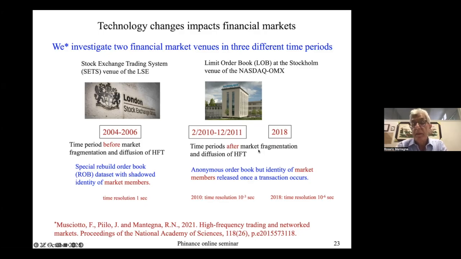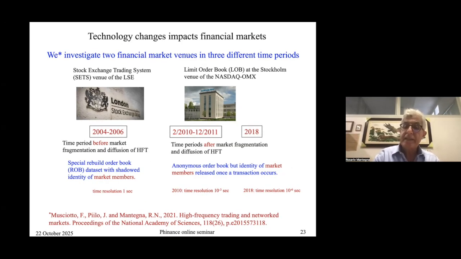And we investigated another venue, which is the Stockholm venue of the Nasdaq Nordic market, a venue owned by Nasdaq. So Nasdaq also owns the Nasdaq Nordic markets, and in the period from 2010 to 2018, the Stockholm venue of the Nasdaq market, for regulatory reasons, released the identity of the market members that were performing any transaction. So these were a special set of data where we could track the activity of each market member.